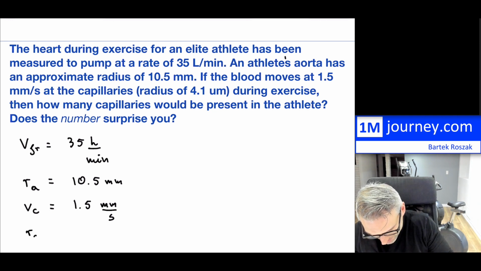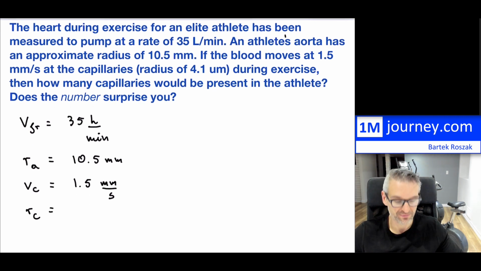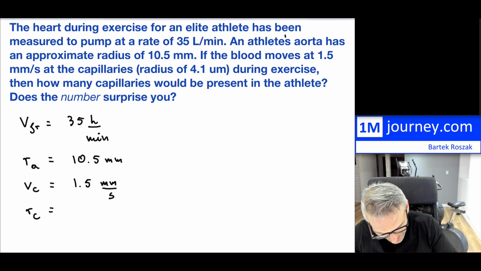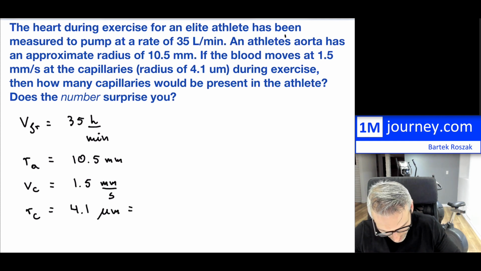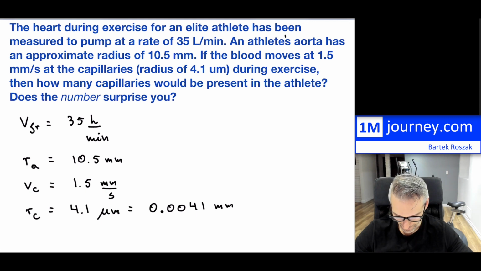Now the radius of the capillary, notice that it is 4.1 micrometers. I'm going to keep this back in millimeters because I noticed that everything so far here is in millimeters. So 4.1 micrometers, this is the prefix, so that's going to be 0 point, and we're going to have to shift over 3 decimal places. Notice how much smaller the capillaries are, which of course should make sense to you. So that's all in millimeters at the moment.